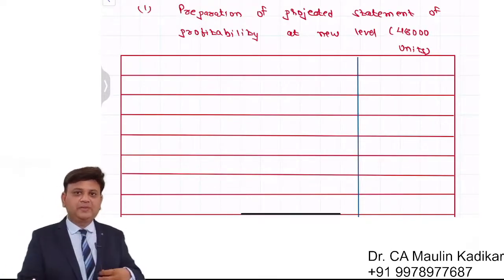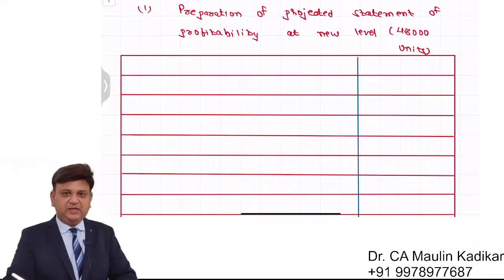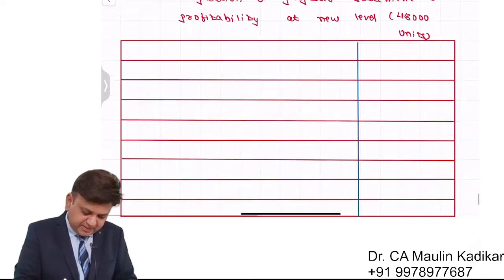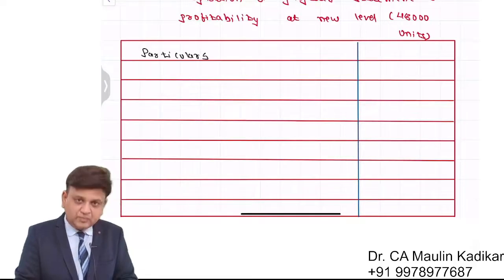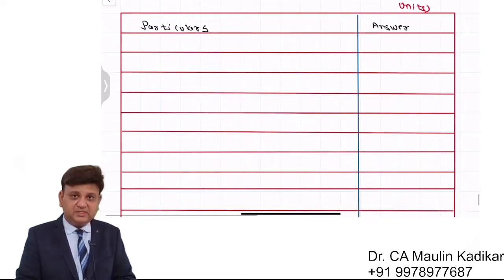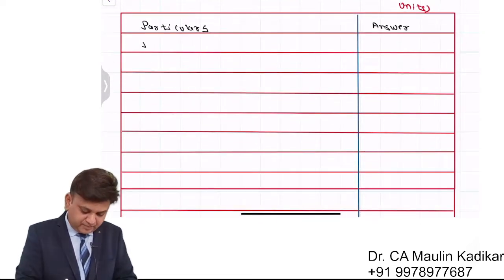Understanding how to prepare the projected statement of profitability at the new level of 48,000 units. I request all of you to write down the answer along with me. Column number 1 is particulars and column number 2 is answer. We start with the raw material consumption.